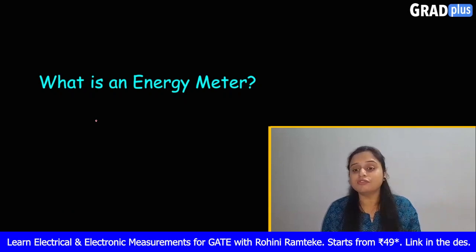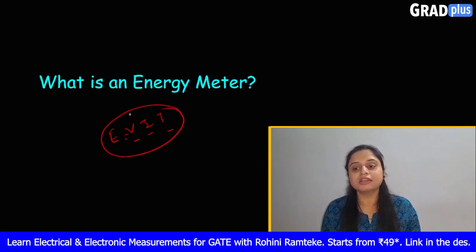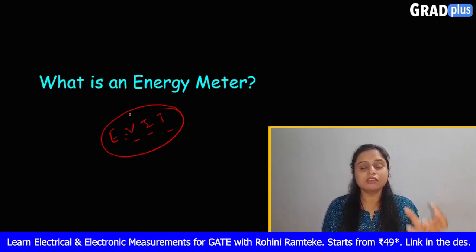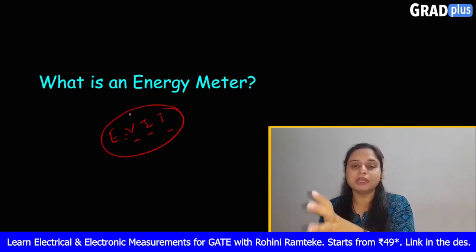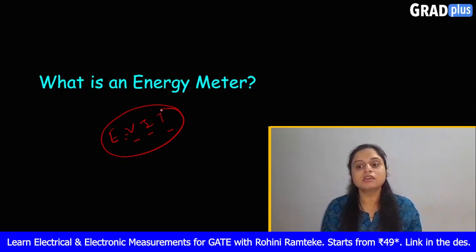The formula for energy is nothing but VIT, the product of voltage, current and time. The electrical appliances we are using have voltage and current, and they are used for a particular period of time, which is the time measurement. So this energy meter will record or integrate whatever energy we are consuming at the houses for the particular period of time, and it will give the reading.